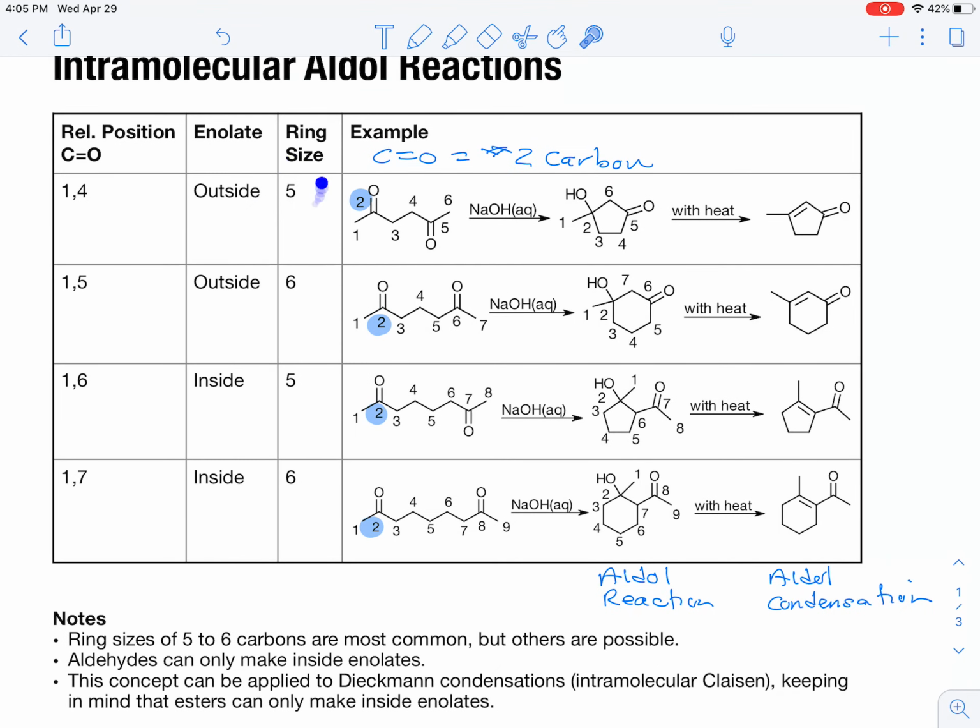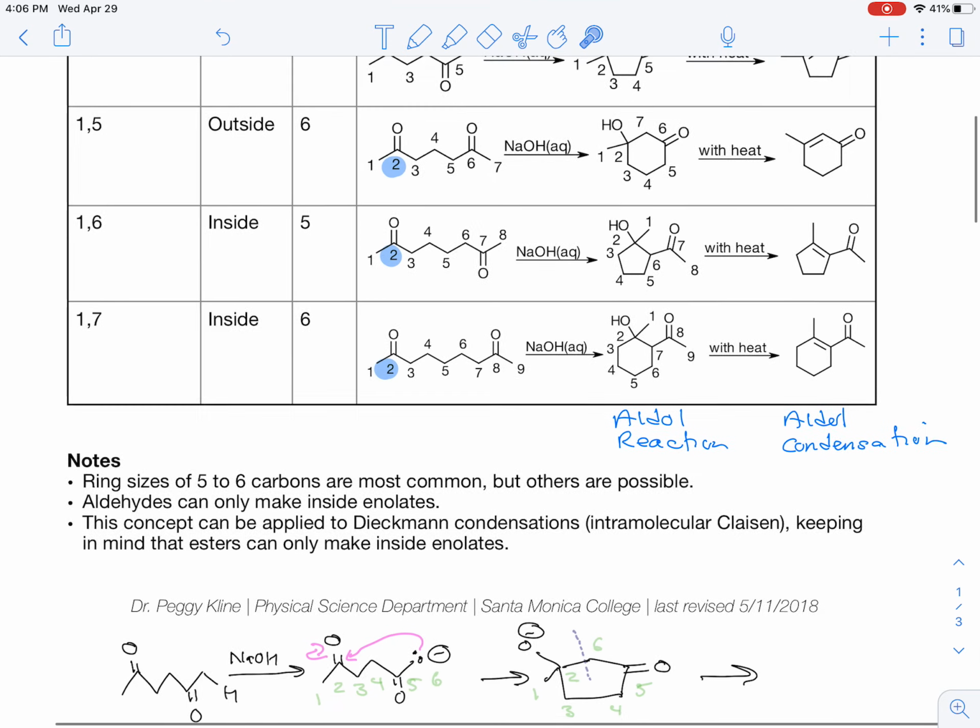So a couple things to keep in mind. Remember that 5 and 6 membered rings are more stable than smaller rings or larger rings. And so we're going to stick to making 5 and 6 membered rings, and that's what this table shows you. Yes, you can make smaller ones or bigger ones, but we're not going to deal with that.